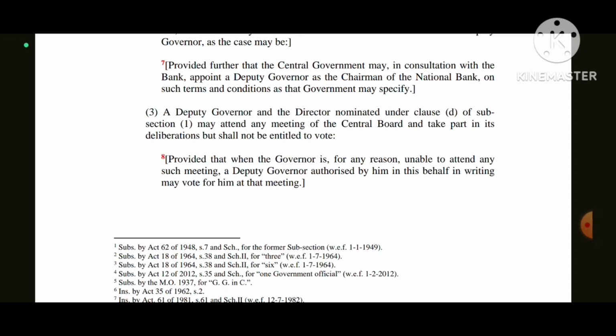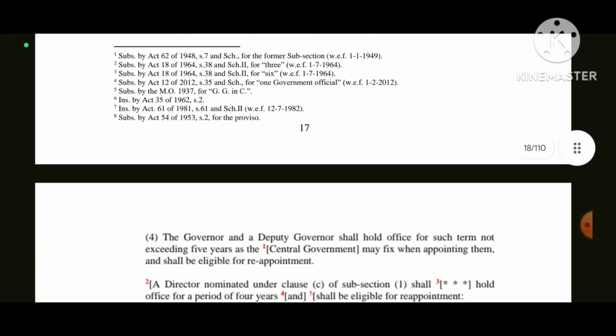Provided that when the governor is for any reason unable to attend any such meeting, a deputy governor authorized by him in this behalf in writing may vote for him at that meeting. So if the governor is unable to attend any meeting, the deputy governor whom he has nominated on this behalf can vote on behalf of the governor in such meetings.